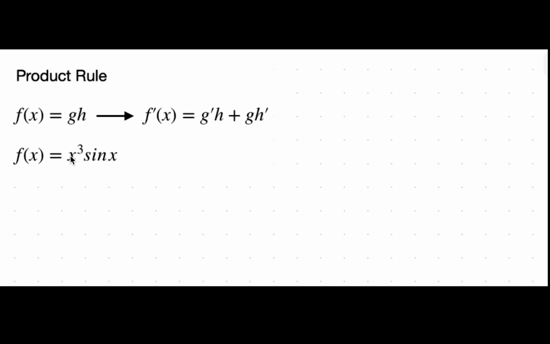So your g in this case is going to be the first function here. It's going to be x to the third power. And then the second function here, which is sine of x, is going to be h. So now we could use this formula to find the derivative.